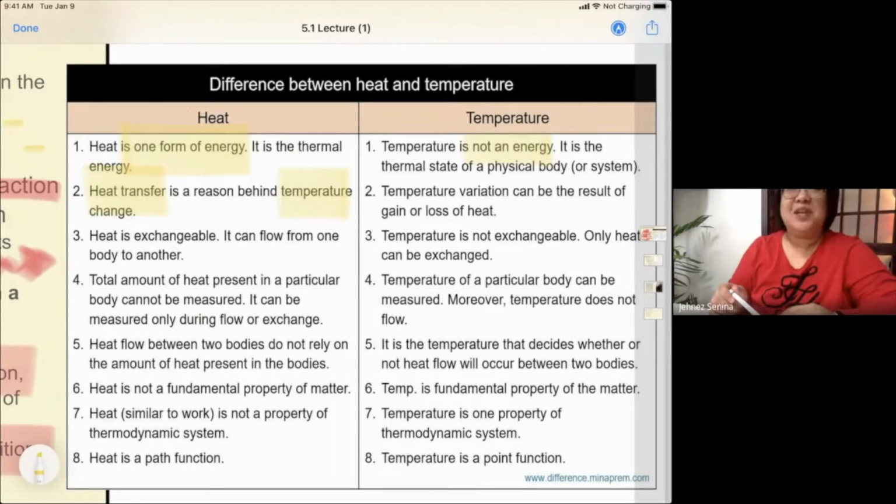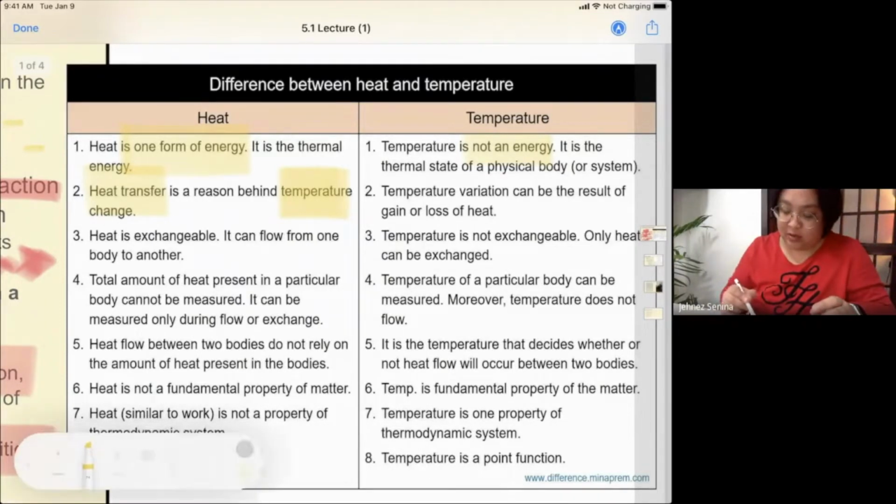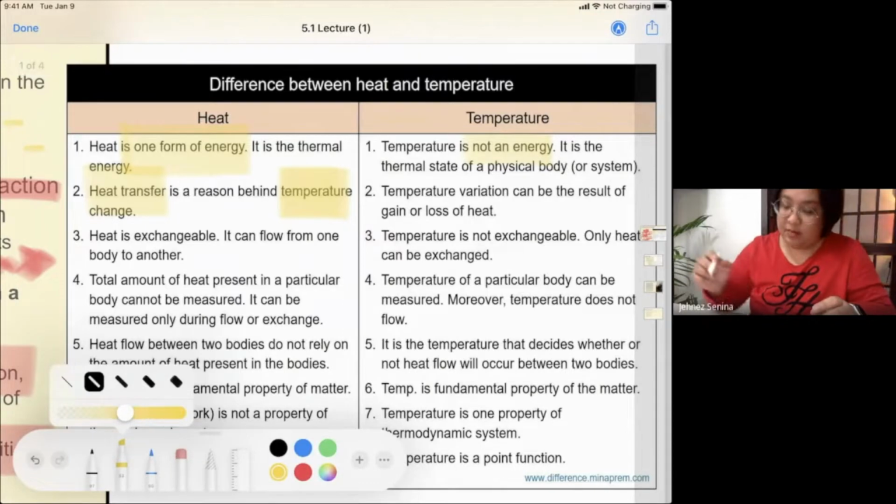Do I want to say that again? That's why we cannot measure enthalpy of a substance. Nothing is happening. If you react it with something, then heat is going to start moving. Heat is going to start to transfer. Then you can monitor the transfer, the movement of heat, by looking at the temperature changes. Okay. I got it, Miss. Very good.